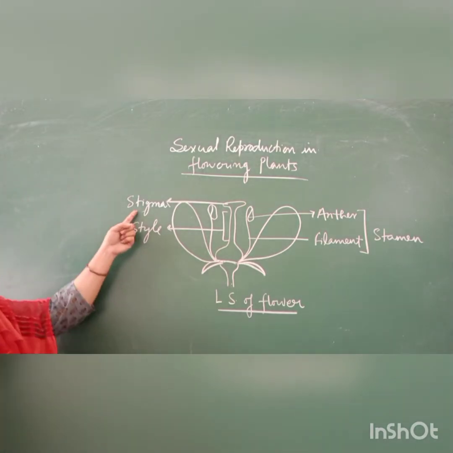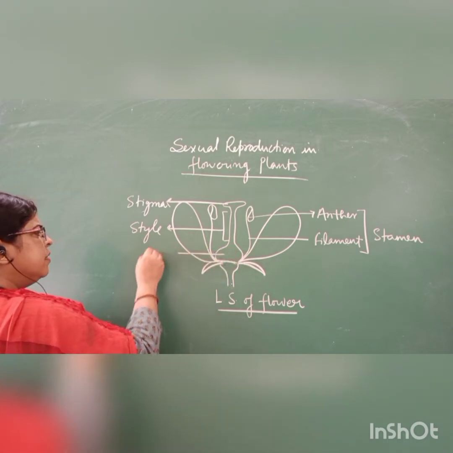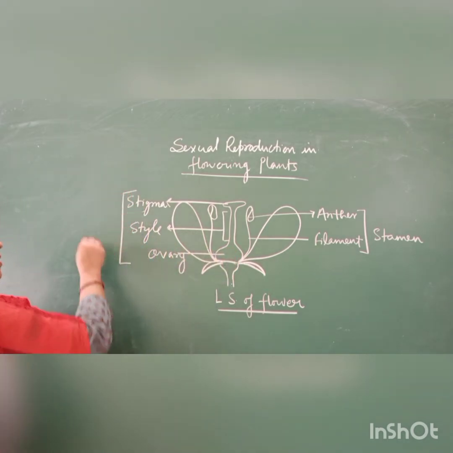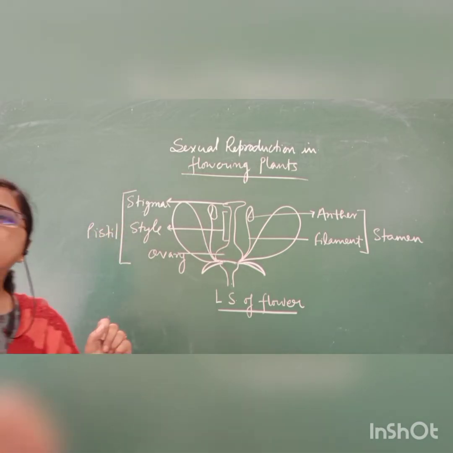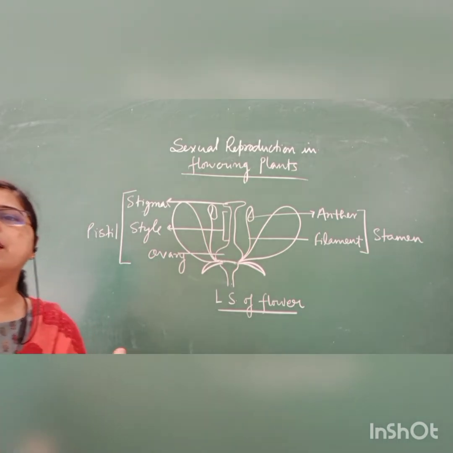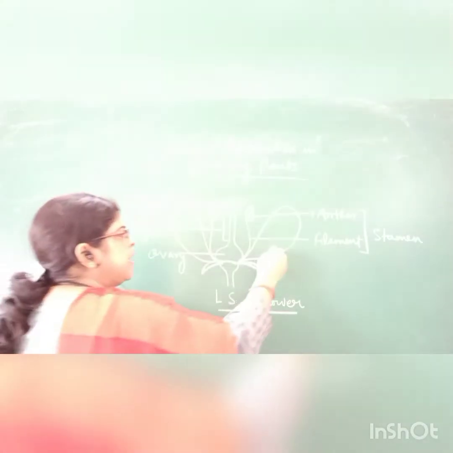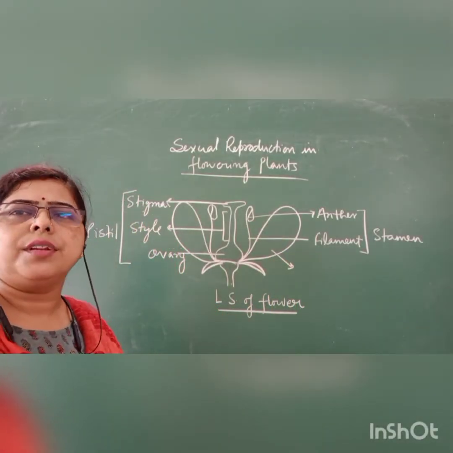Like that, the stigma, the style and the ovary, these are the three parts. Together they comprise the pistil. So pistil is the female reproductive part and the stamen is the male reproductive part. Except for that, they have some accessory organs also. Flower has some accessory organs.